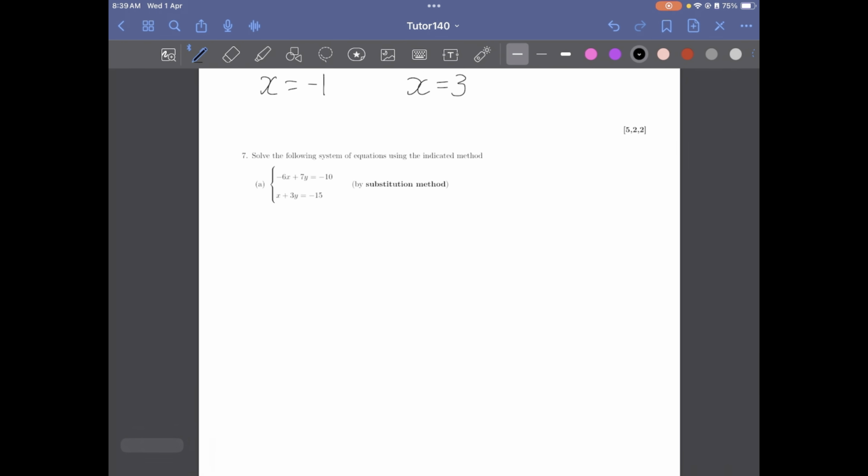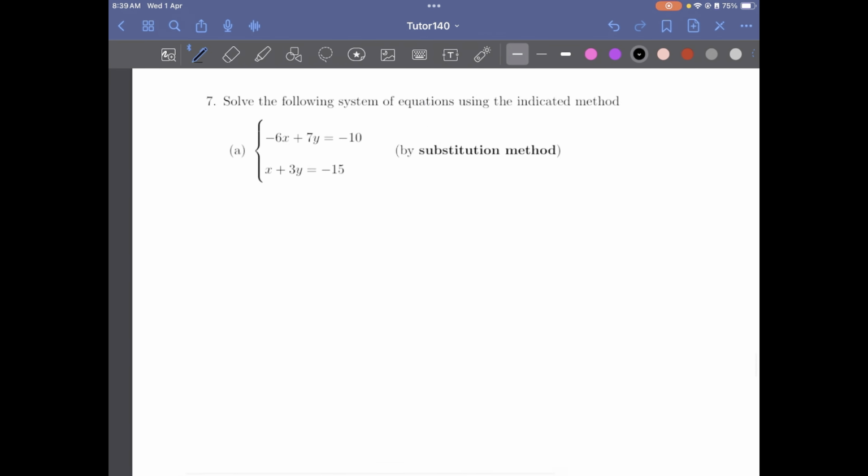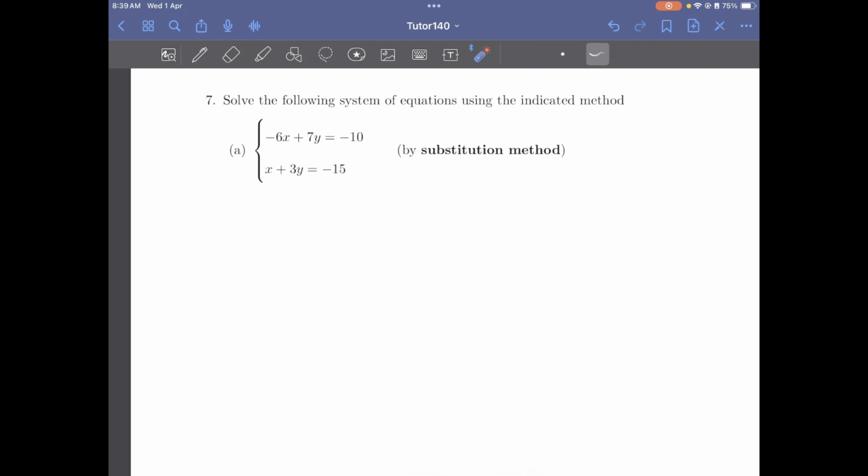Okay, so solve the following system of equations using the indicated method, by substitution. For this question, what you're going to do is solve for x here, since the coefficient of x is 1, and then substitute it into here. When you're doing substitution, you want to look for whichever term has a coefficient of 1.